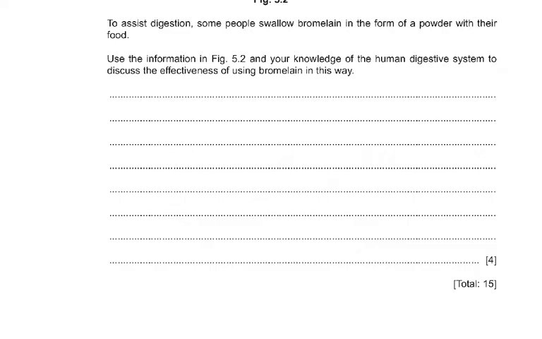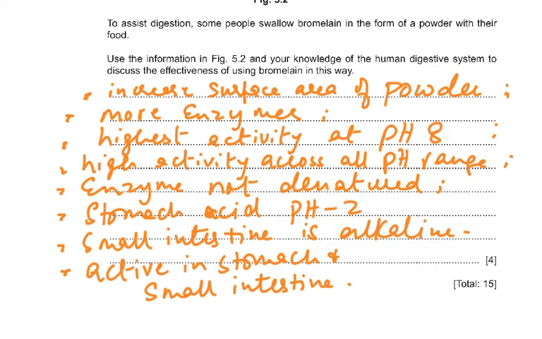The stomach acid is pH 2. Here it probably won't work, but then it will work in the small intestine, the ileum, which is not highly alkaline, but alkaline, so works at pH 8. So this will be effective in the stomach and the small intestine. So you can see the wording of it: increased surface area of the powder, more enzymes, highest activity at pH 8, high activities across all pH range, enzyme not denatured, the stomach acid is pH 2, small intestine is alkaline, active in the stomach and the small intestine.